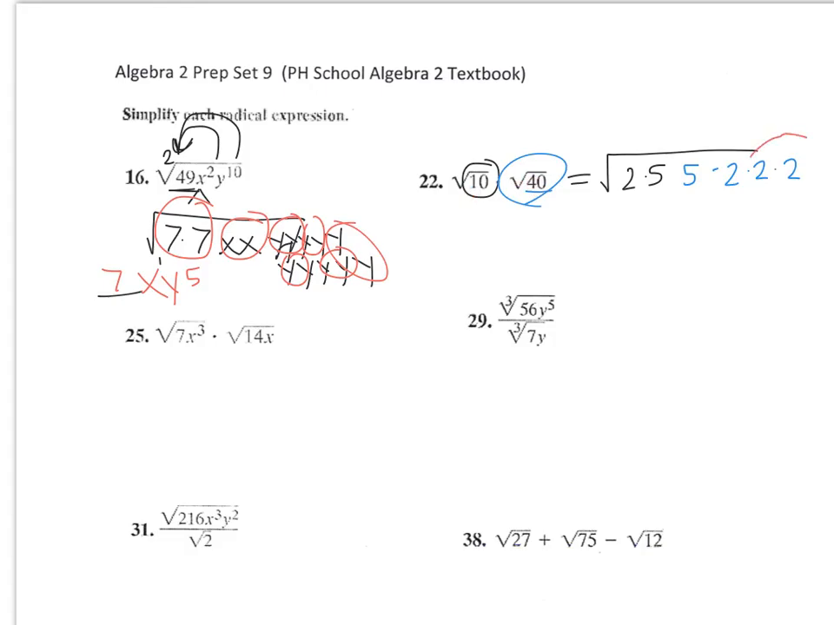So I'm going to pull out doubles. I have a 2, another set of 2, and a 5. So the answer is 2 times 2 times 5, which is 20.